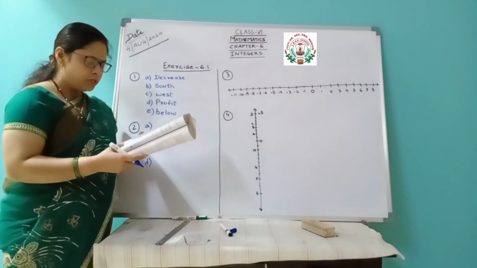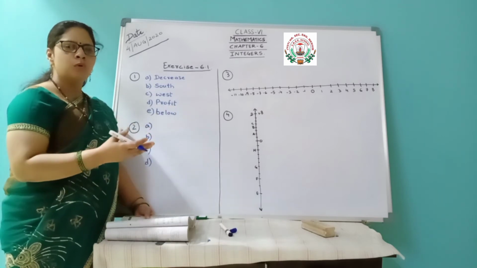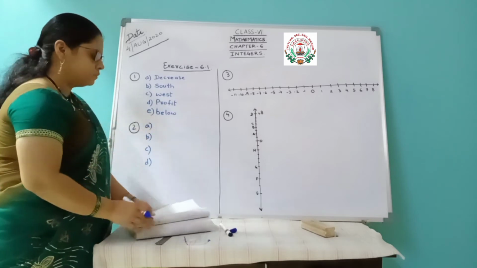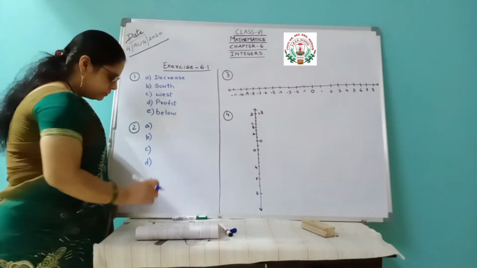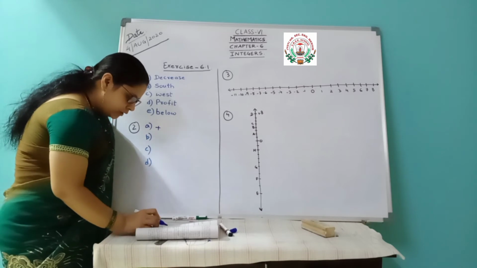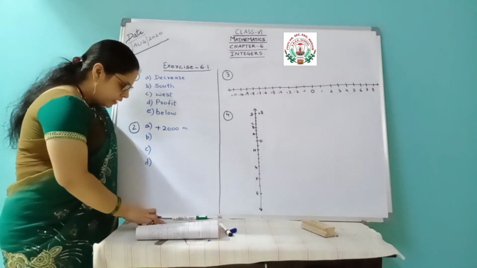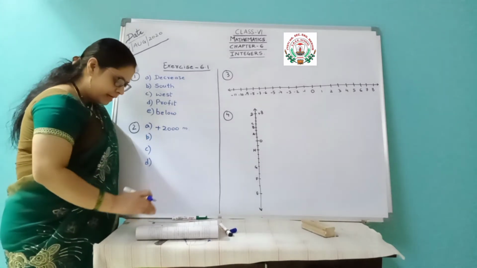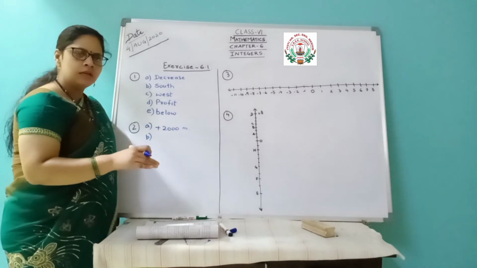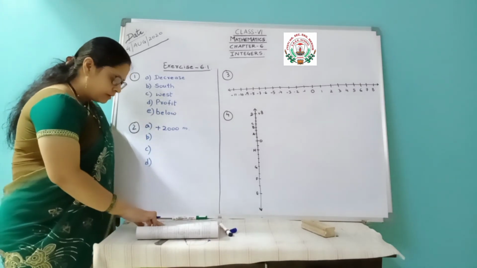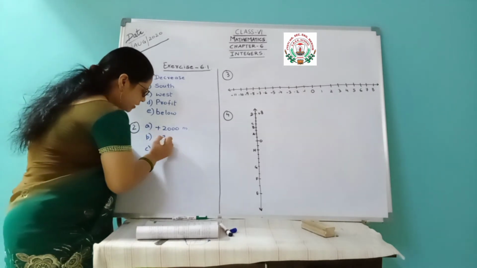An aeroplane is flying at a height of 2000 meter above the ground. Above the ground means, above means more, more means more than 0. So whether it will be negative or positive, it will be positive. So what you have to write down? Plus, and 2000 meter. This you have to write in the answer. A submarine is moving at a depth. Depth means 800 meter below the sea level. Below the sea level means less than 0, so we have to write minus for below, and 800 meter.